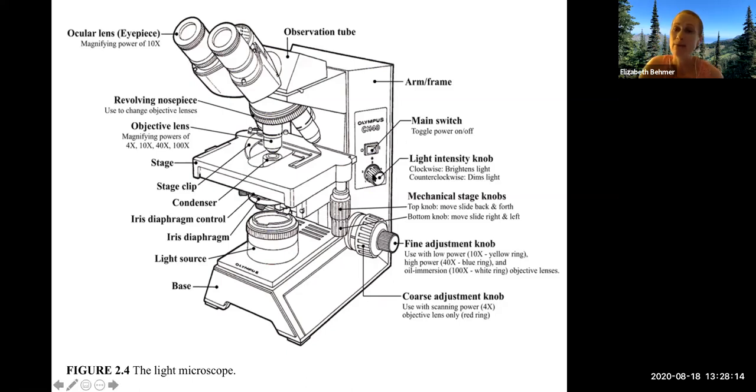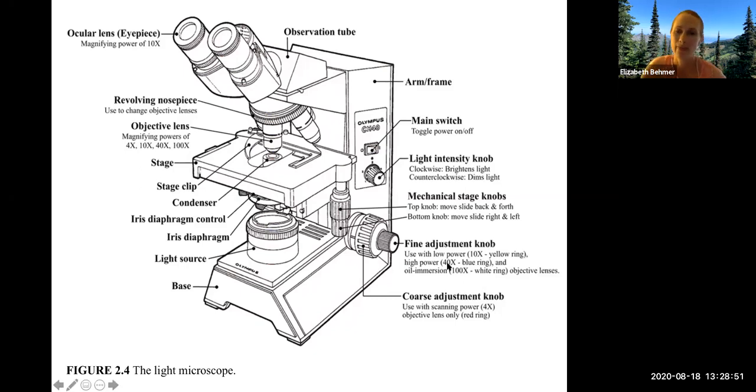The light intensity knob controls the brightness, there's the main on and off switch, and then your coarse and fine adjustment. Your coarse adjustment knob is what you would use to find your specimen on your slide if you're looking at it with scanning power, and we call the 4x objective lens scanning power. Once you can locate something with the coarse adjustment knob, which raises or lowers the stage faster to get it into focus, the fine adjustment knob would fine tune it.